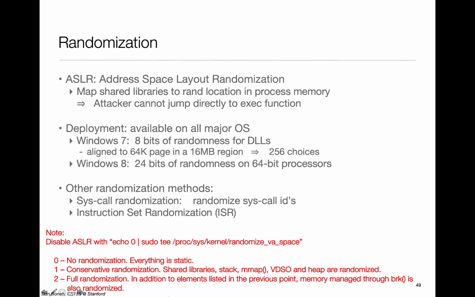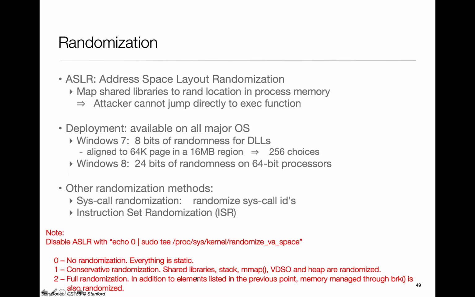And there are ways to disable address space layout randomization if you do want to test some of these previous attacks, where you can essentially execute this command where you echo 0 to this function. So if you echo 0, it means that there will be no randomization and the address space will be static. If you echo 1, it will be conservative randomization, so that any shared libraries, stack, mmap, VDSOs, and heap are randomized, but everything else is static. And then echoing 2 will enable full randomization.